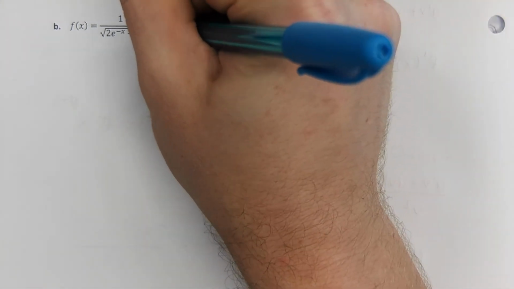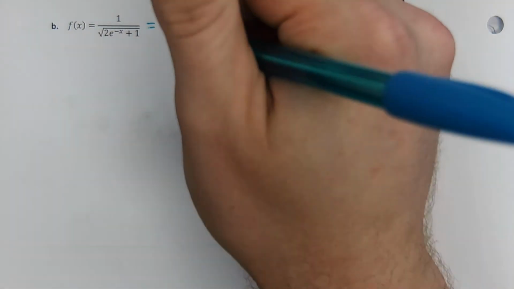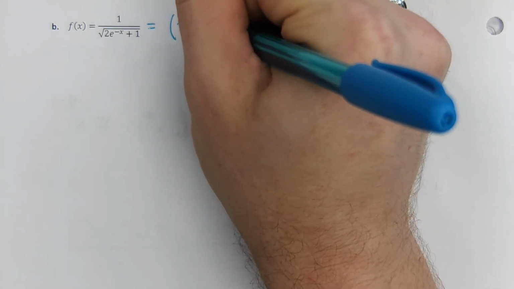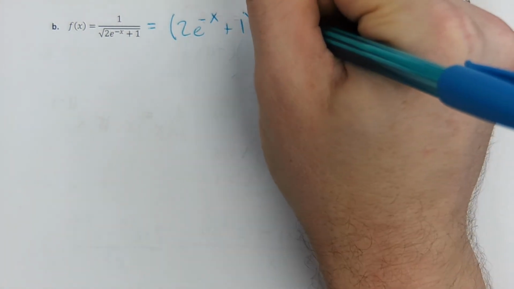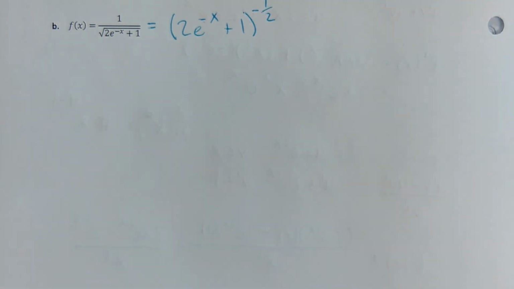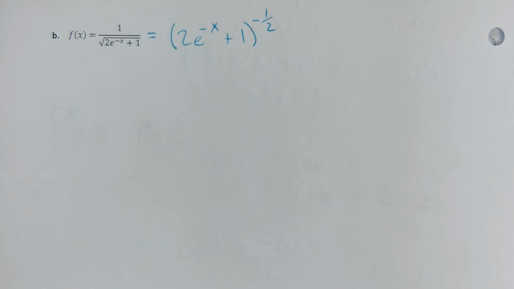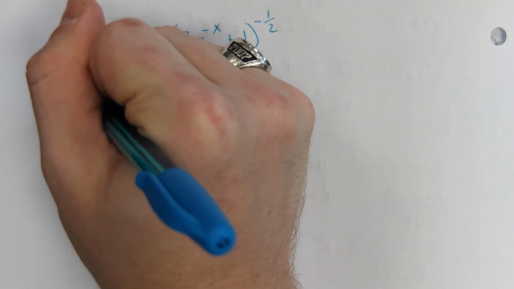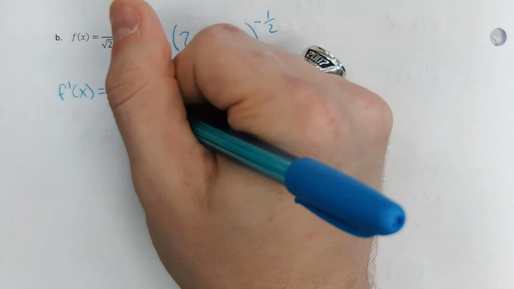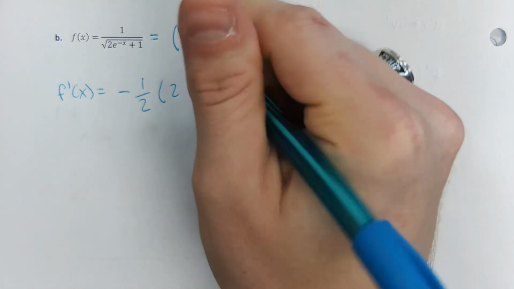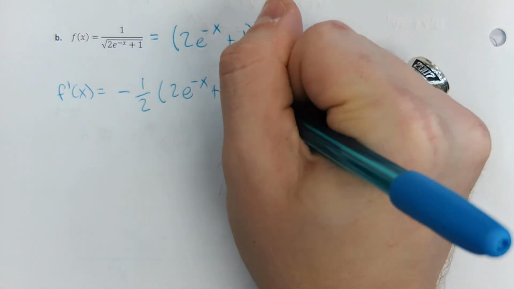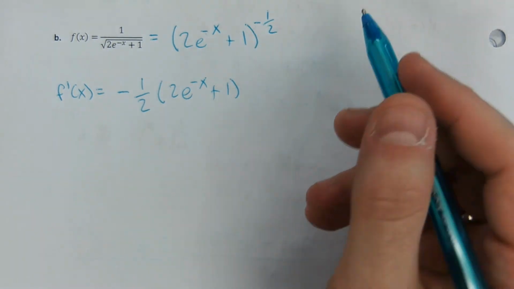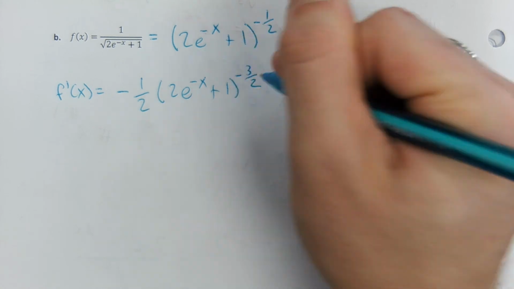Before I try to tackle f of x, I'm going to write it as an exponential: 2e to the negative x plus 1 raised to the negative 1/2. And then we're just going to do the exact same stuff that we did on the last one. We're going to bring the exponent down to the front, decrease the exponent by 1, and then multiply by the derivative of what's on the inside of those parentheses. Bringing this negative 1/2 down to the front. Don't touch the inside. And decrease this by 1, so it's negative 1/2 minus 1. That gives me negative 3/2.